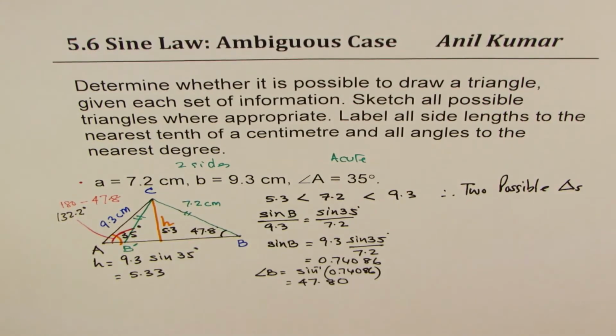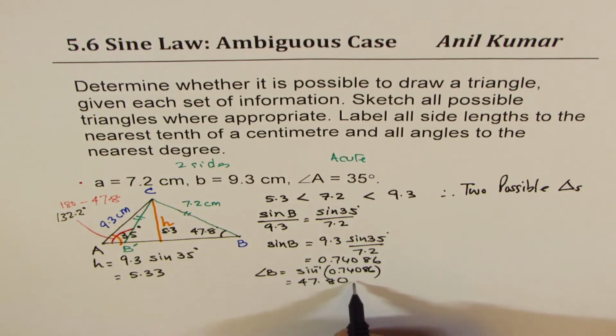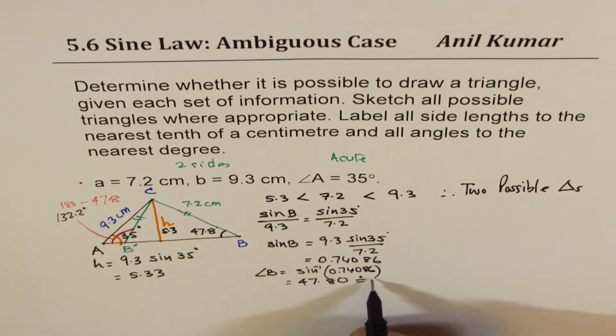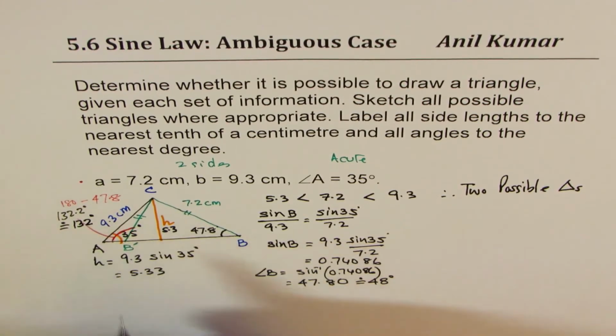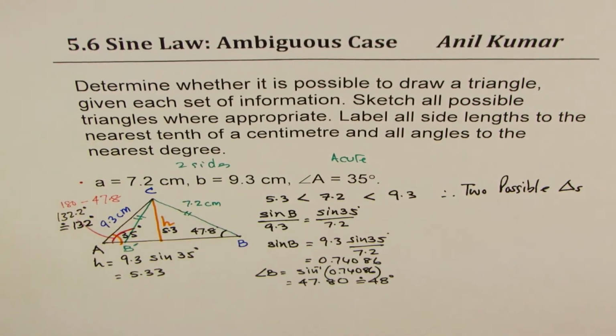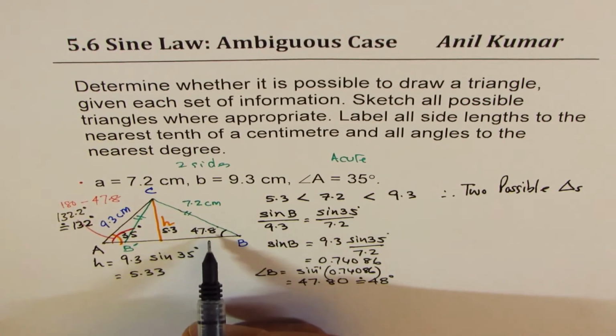Later, what am I going to do? I'm going to round it. So I'm going to write this as 48 degrees, correct? And this will be rounded to 132 degrees in my answer. Is that clear to you? Okay, so we got angle B, which is 47.8.